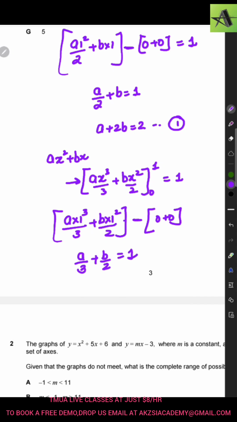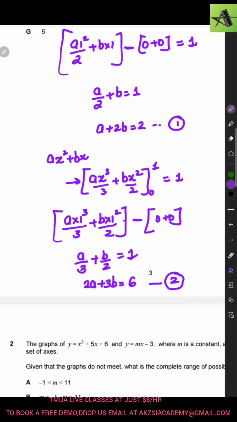Obviously, I'll multiply with the LCM. The LCM of 3 and 2 is 6. So multiplying both sides by 6, you can either solve the fraction on the left-hand side first and then do it, or you can just directly multiply with the LCM. So multiplying the first fraction by 6, I'll get 2a. The second fraction with 6, I'll get 3b. And the right side is 6. This is equation 2.